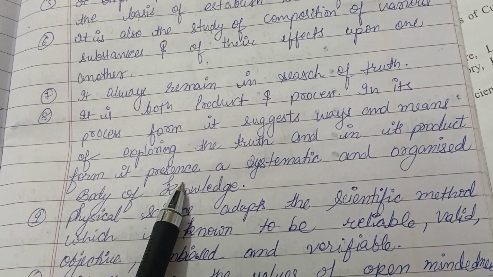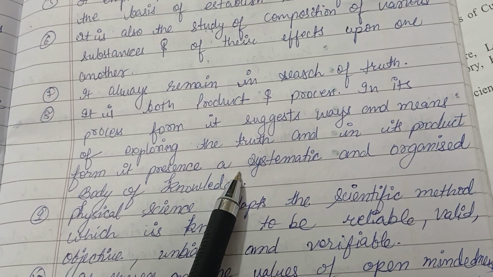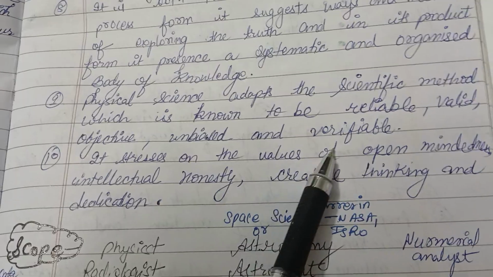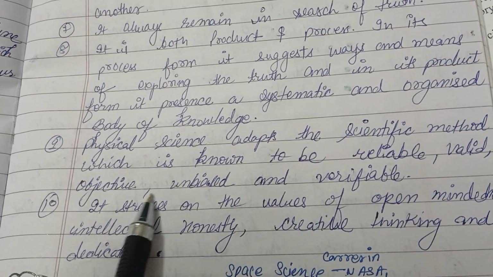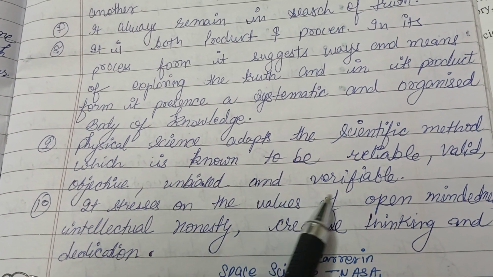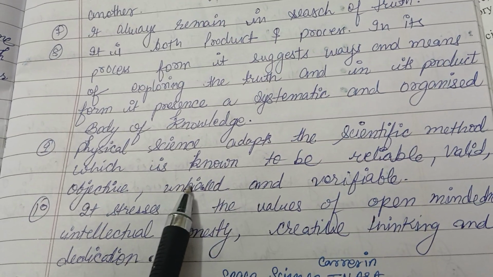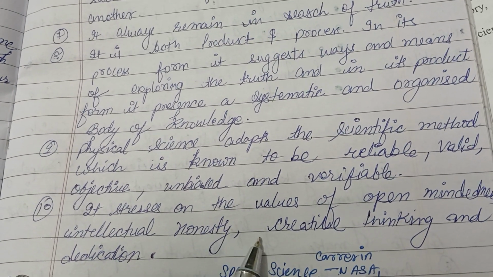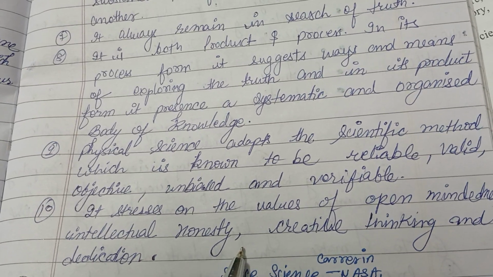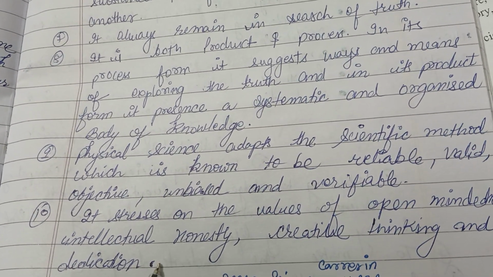You know the previous thing, and then you can move to the next thing. Physical science adopts the scientific method, which is known to be reliable, valid, objective, unbiased and very fair. It stresses the values of open-mindedness, intellectual honesty, creative thinking and dedication.